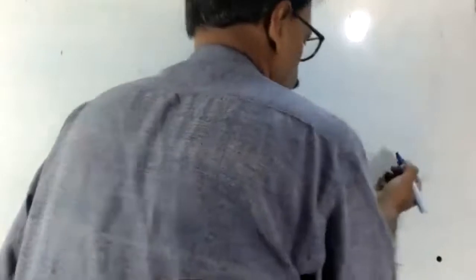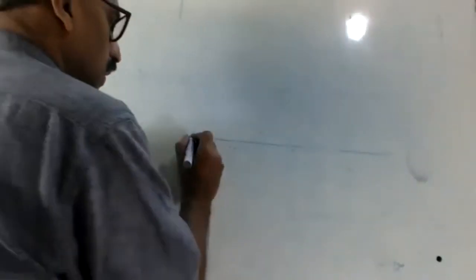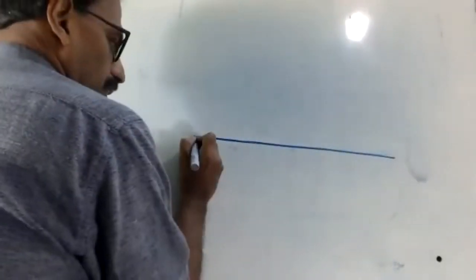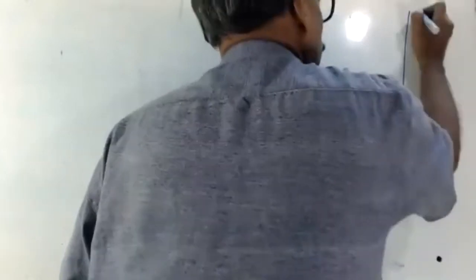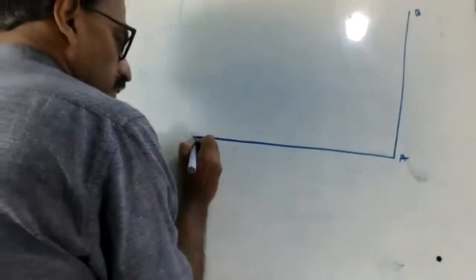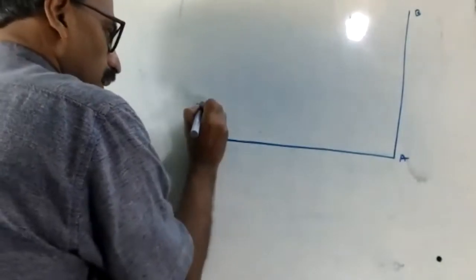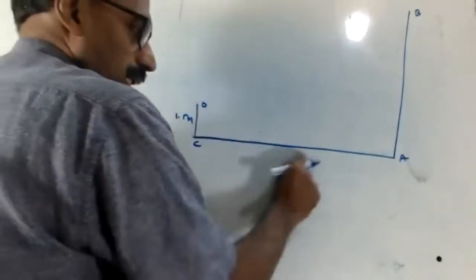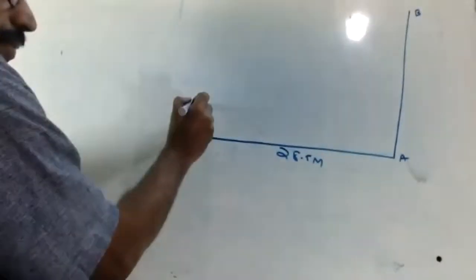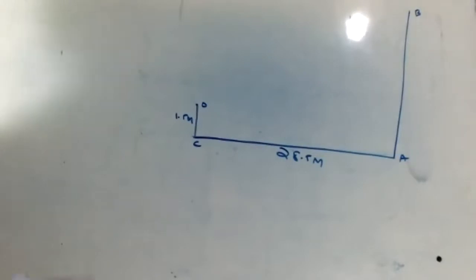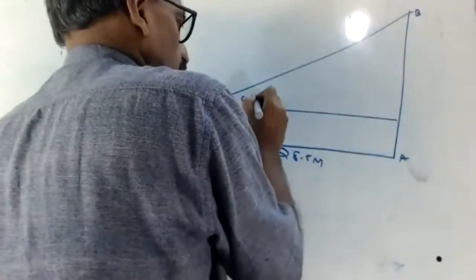Look. The question is, an observer 1.5 meter tall. Okay, first of all, this is the ground. One tower is here, AB the tower. Then this guy standing here, height is CD, 1.5 meter. This distance is 28.5 meter. From his eyes, that's the important thing, listen, the angle of elevation is 45 degrees. This is the question.